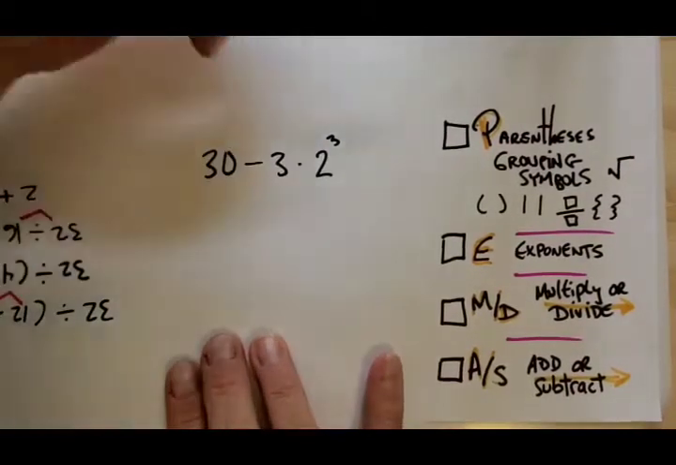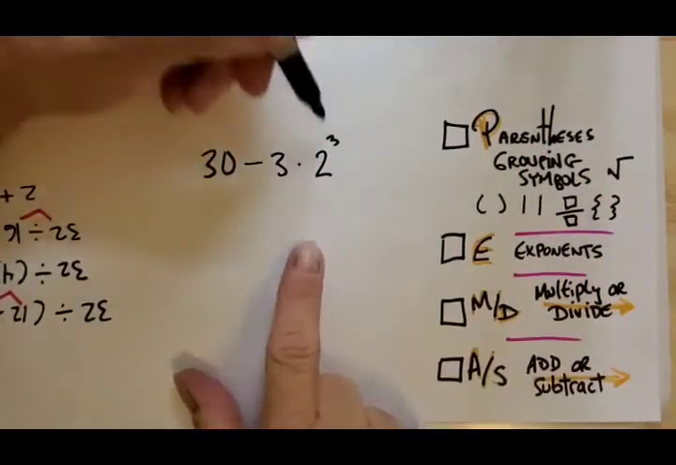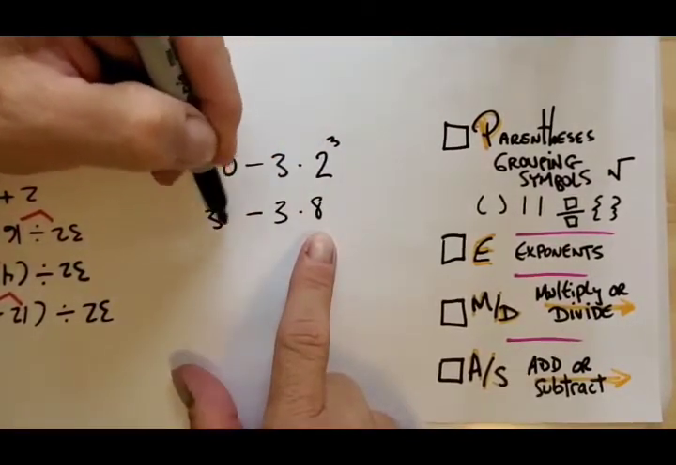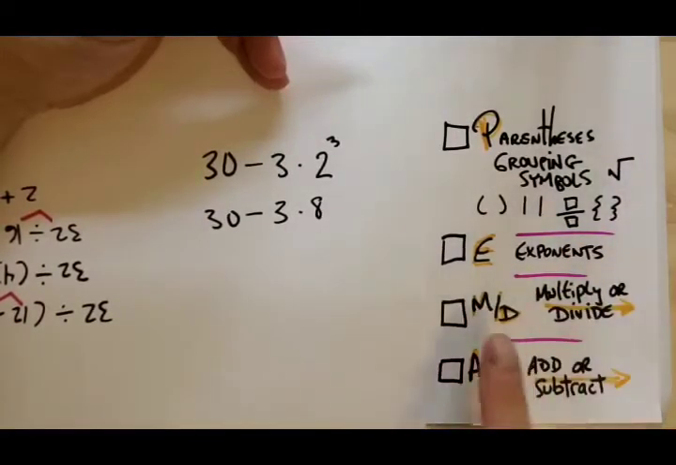Very good. So, again, checking through here, no parentheses. We definitely have exponents right here. So that's going to be 8. 2 cubed is 8. You have to remember that. So parentheses done. Exponents done. Check. Now multiply or divide.